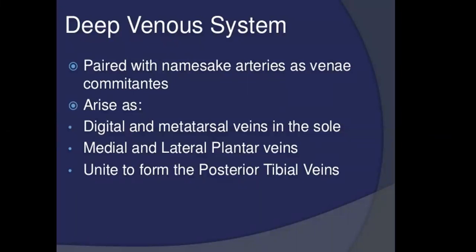As I told you, the superficial venous system starts with the dorsal venous network or arch. Likewise, the deep venous system starts with the medial and the lateral plantar veins. The medial and the lateral plantar veins are the venae comitantes of the associated arteries. These are formed on the medial and the lateral aspects of the foot, and these join to form the posterior tibial vein.